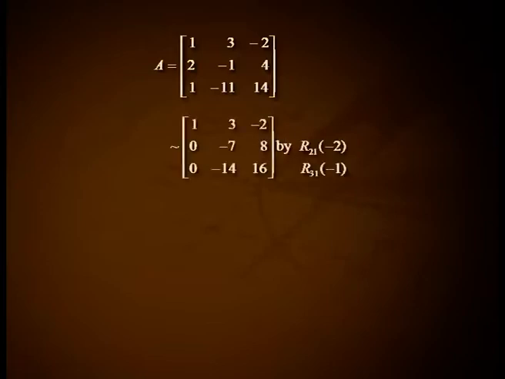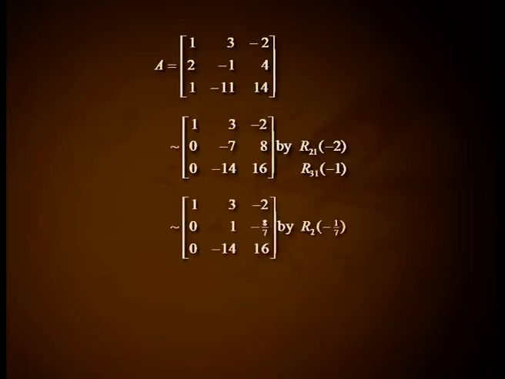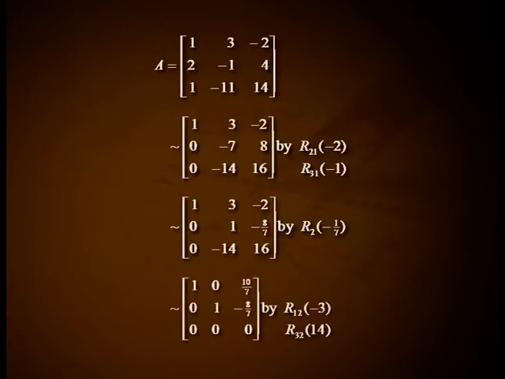A is equal to matrix 1, 3, minus 2, 2, minus 1, 4, 1, minus 11, 14, which is equivalent to the matrix 1, 3, minus 2, 0, minus 7, 8, 0, minus 14, 16 by R21 of minus 2, R31 of minus 1, which is equivalent to the matrix 1, 3, minus 2, 0, 1, minus 8 by 7, 0, minus 14, 16 by R2 of minus 1 by 7, which is equivalent to the matrix 1, 0, 10 by 7, 0, 1, minus 8 by 7, 0, 0, 0 by R12 of minus 3, R32 of 14.